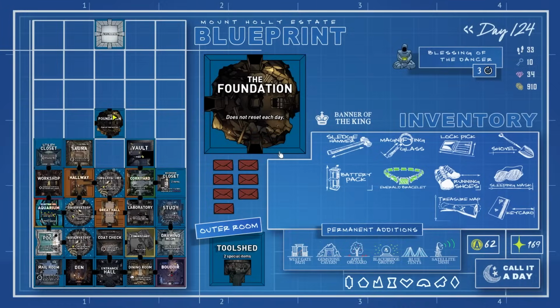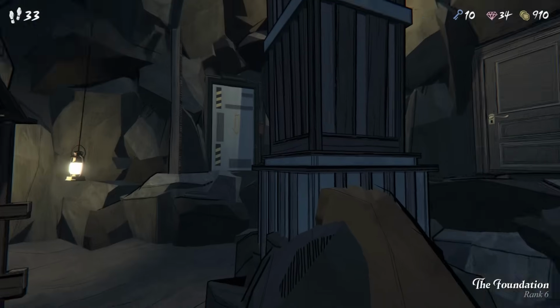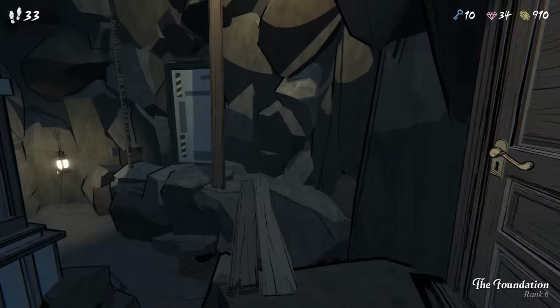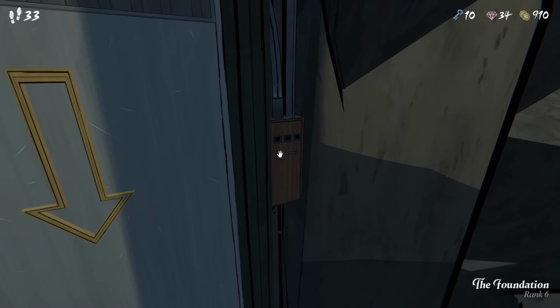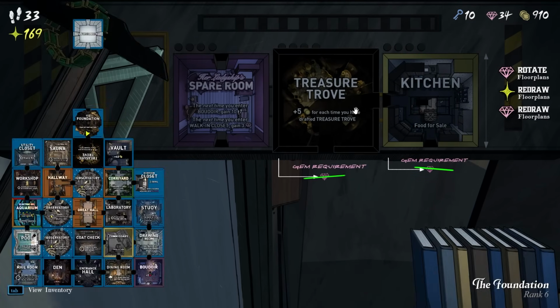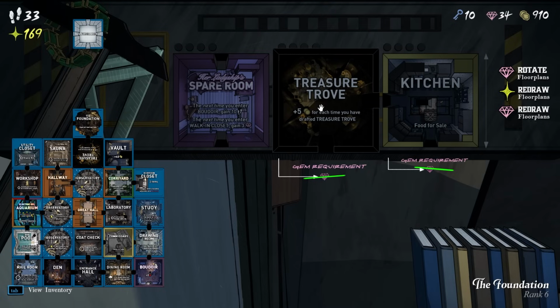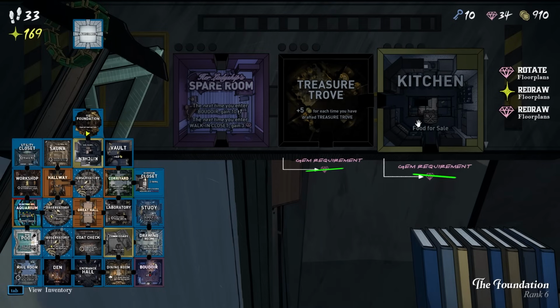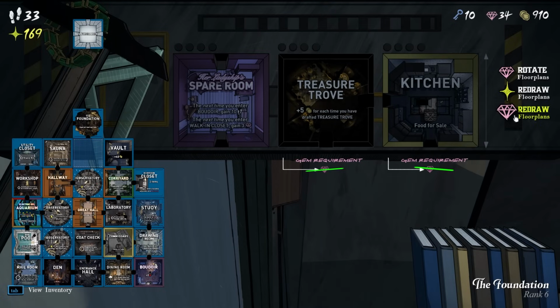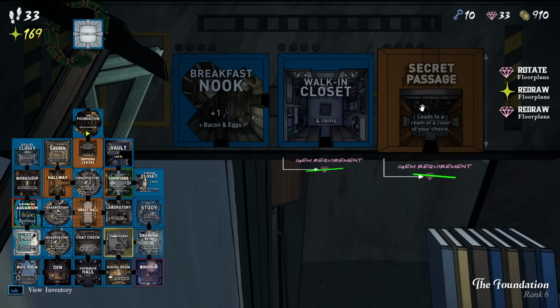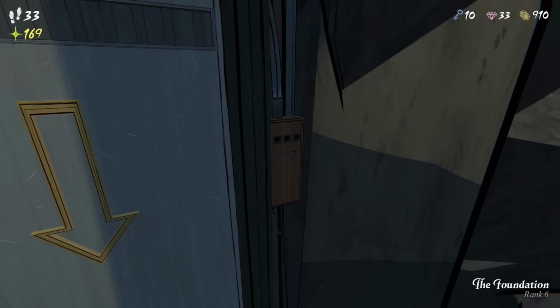Okay. So, let's start with that door, and that one is going to be a dead end. See, this is one of those locations where it's like, no, no. Treasure trove, wouldn't it be nice? Kitchen, wouldn't it be nice? No. Dead end. Secret passage apparently counts. So we're going to do it, because it apparently counts.